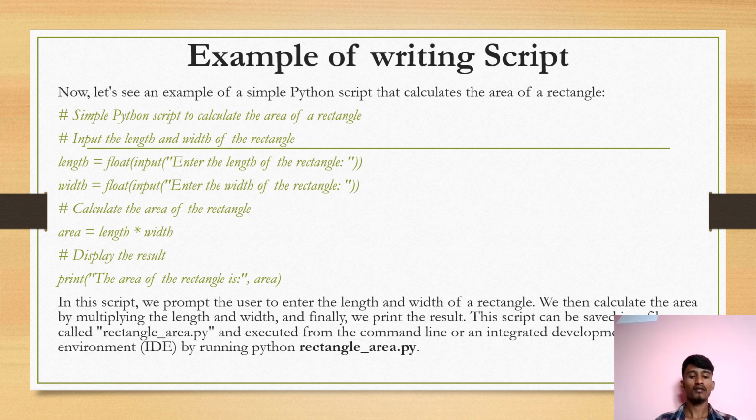In this script, we prompt the user to enter the length and width of the rectangle. We calculate the area by multiplying the length and width, and finally we print the result. The script can be saved in a file called rectangle_area.py and executed from the command line or an integrated development environment by running python rectangle_area.py.